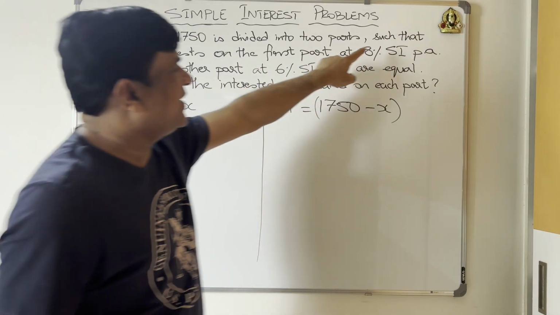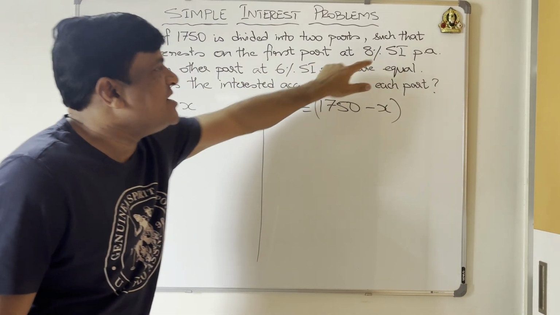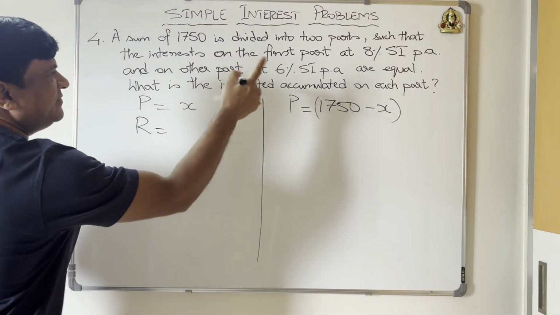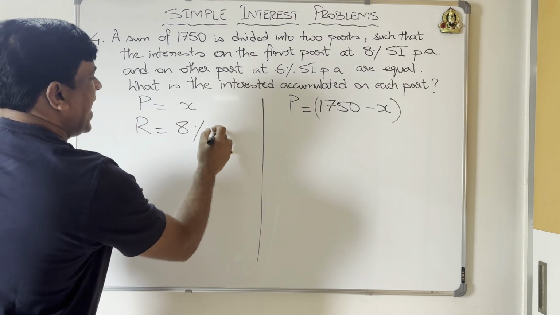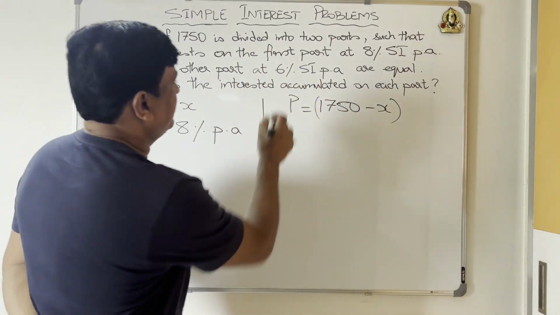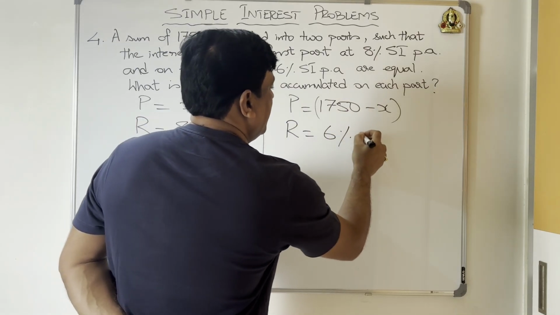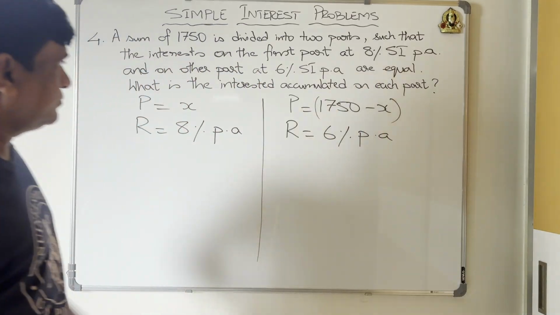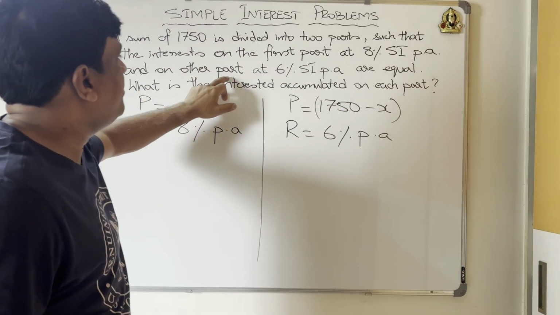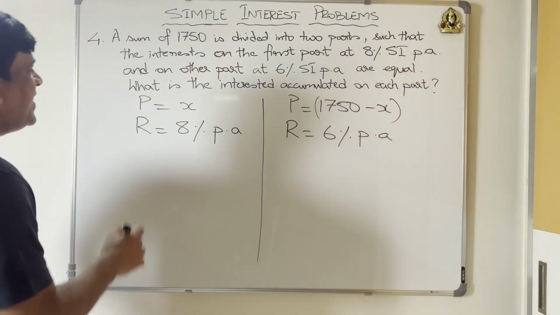Sorted. Now go to the second part after the comma: such that the interests on the first part at 8% simple interest per annum. So what they are saying is that the rate is 8% per annum on the first part, and on the other part at 6%. So the rate on the second part is 6% per annum. The interests on the first part at 8% and on the other part at 6% SI per annum are equal.